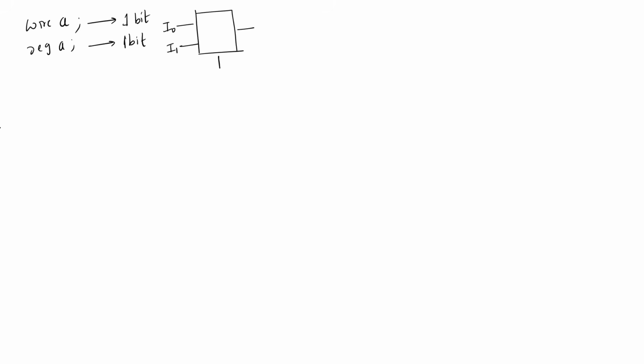Here a concept called vectors will come. So what is a vector? A vector is grouping multiple bits into a single variable. Grouping multiple bits into a single variable. Okay, so that is actually a vector.